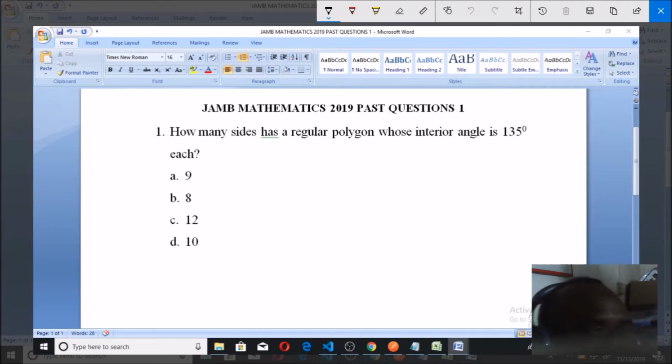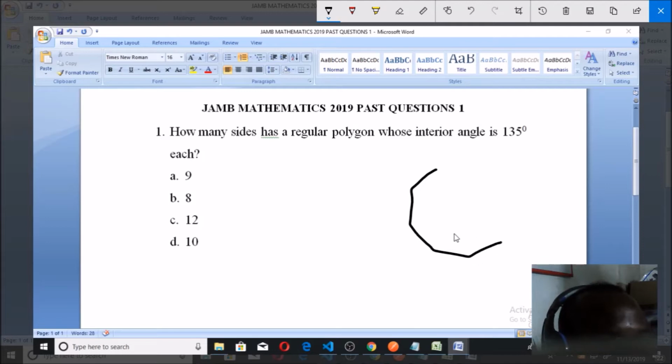How many sides has a regular polygon whose interior angle is 135 each? So now we are looking at a regular polygon, any polygon that has equal sides. So it's a regular polygon. So these are the interior angles of a regular polygon, and it's telling us that it is 135 degrees each. All these angles are 135.